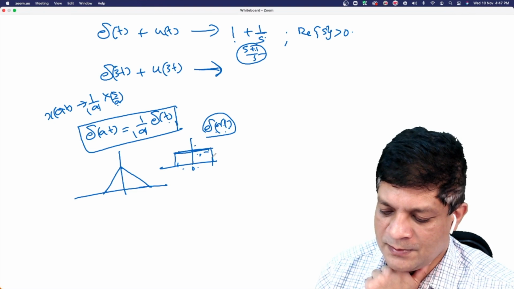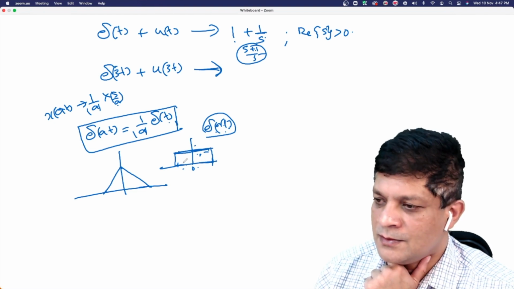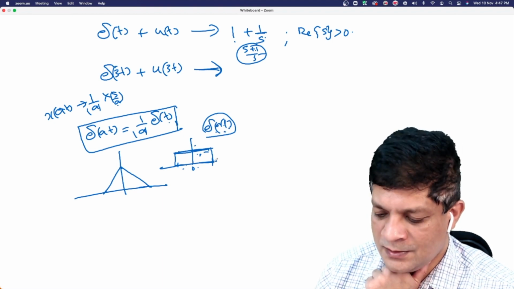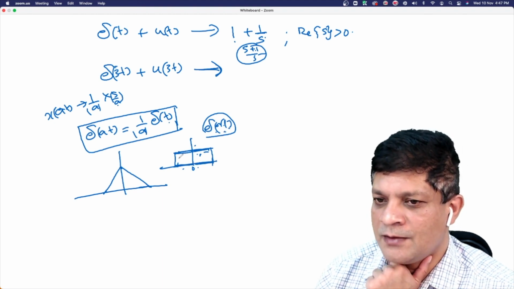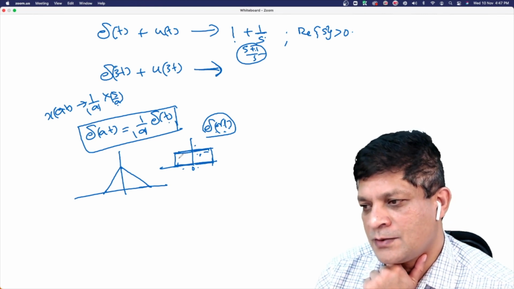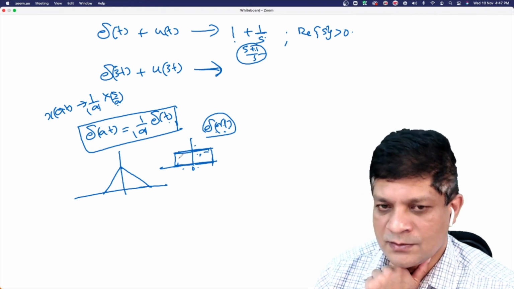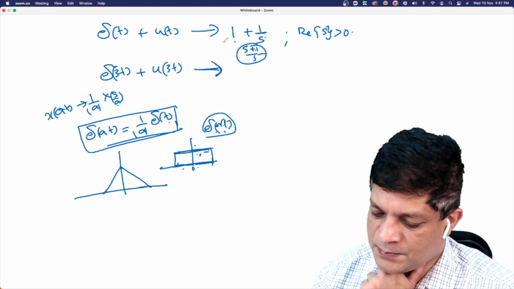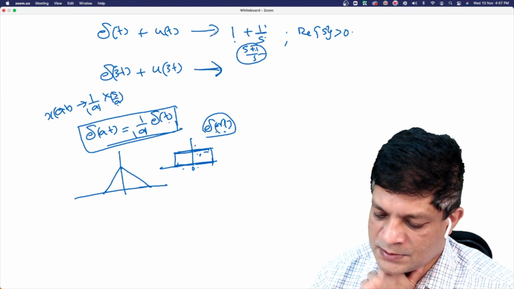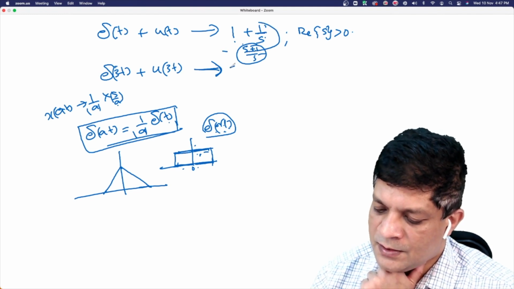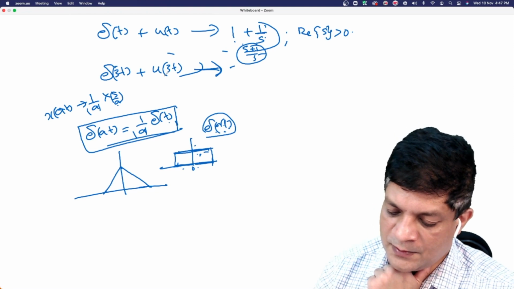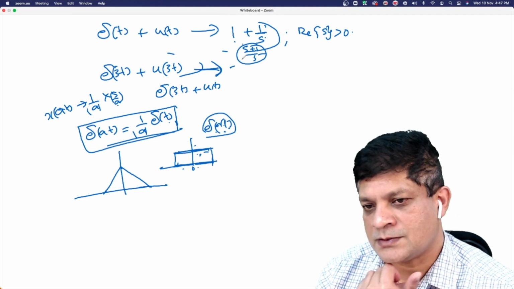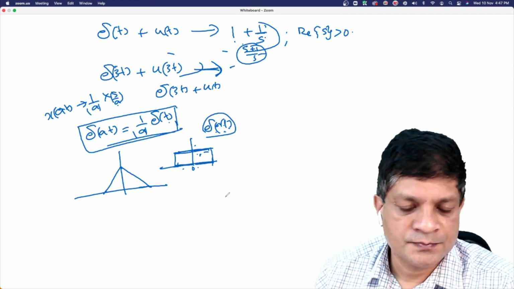What about delta at? What will be the area? The amplitude will remain the same, and if a is greater than 1, there will be compression. So the area will also reduce by a factor of a. So what I want to say is, even if you apply the time scaling property here, and write this as delta 3t plus u 3t, you will get the same answer. You can verify it. Okay.